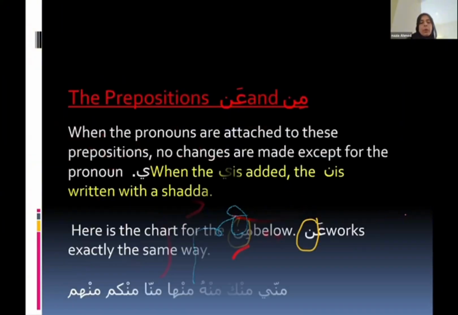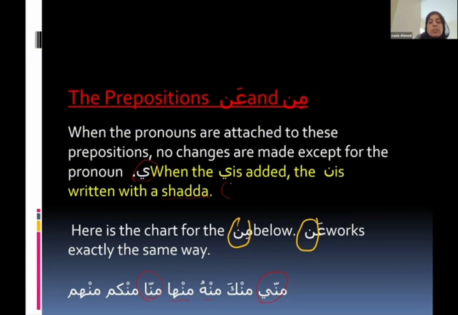All right? Okay. If you are all clear here, then we're moving on to the second rule, which is to do with all those members of the letter families which end with noon, like for example min and an. When the pronouns are attached to these prepositions, no changes are made except for the pronoun ya, which is on your thumb, first person. When the ya is added, the noon is written with a shadda. That little w which we write on top of the letter, we call it shadda or shad.